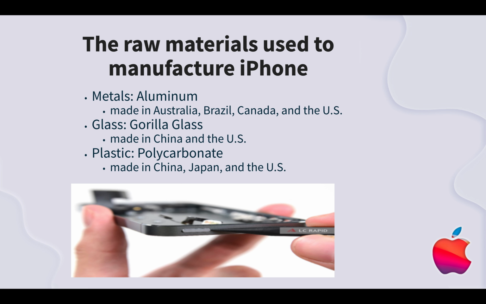The raw material used to make the iPhone. The iPhone is made with a variety of materials, including metal such as aluminum, glass such as Gorilla Glass, and plastics such as polycarbonate. The aluminum is made in Australia, Brazil, Canada, and the US. The Gorilla Glass is made in China and the US. The polycarbonate is made in China, Japan, and the US. And here is a picture of the aluminum that is used in the manufacturing process of the iPhone.